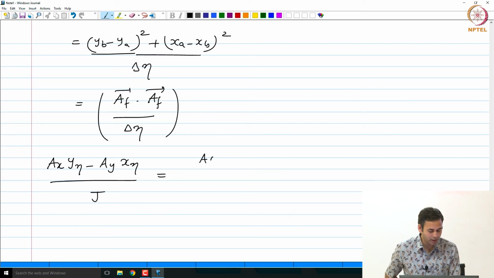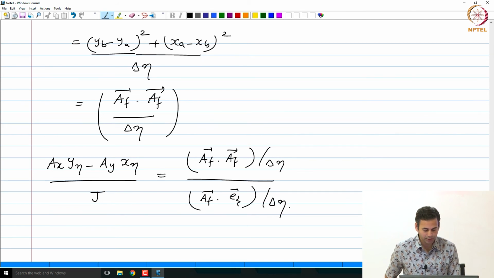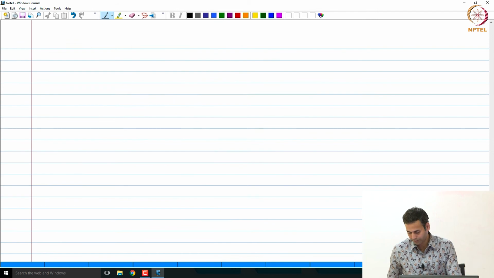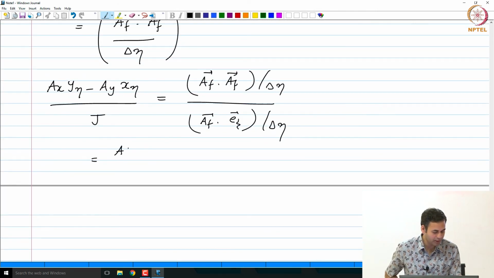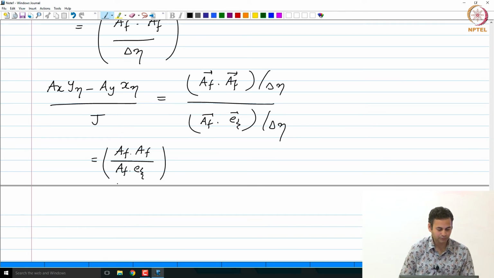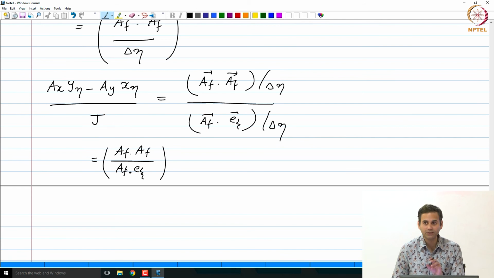This would be af dot af upon delta eta divided by how much was Jacobian? Af dot xi upon delta eta, right? So this is nothing but af dot af by af dot xi. Fine. Delta eta gets cancelled. This is what we get. So this is multiplied by partial phi partial xi, right? That's all. Okay, very good. Fine. Everybody is following?